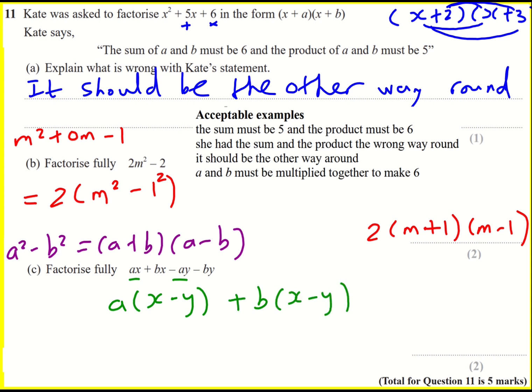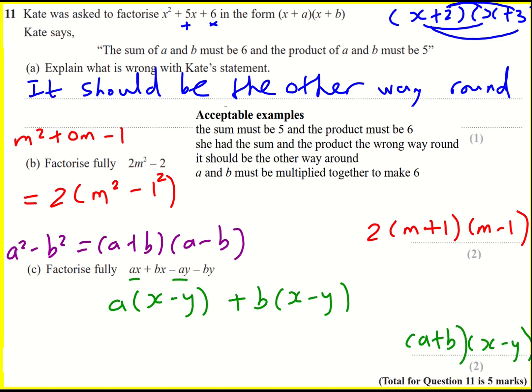And we're adding those two together. And you can then factorize out the x minus y. I'm actually going to put it on the right, so we don't have to, but if you take the x minus y out, we're left with a plus b. And that is our answer.